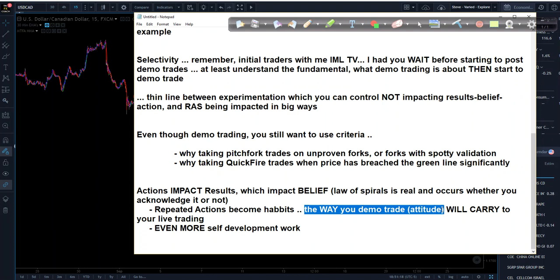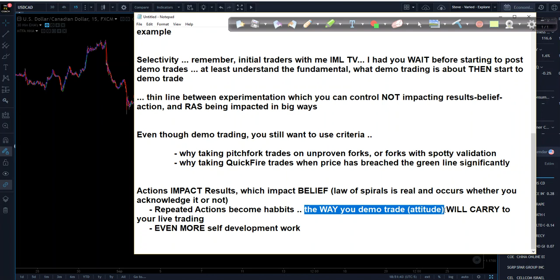It doesn't matter when I win or lose. Steve said, "I'm not here to win, I just want to learn." So you try to turn the objective to meet what you're doing, because what you're doing isn't really what you should be doing. So the attitude you take into your demo trading about selectivity, about multiple confirmations, is very important, because it's going to carry over to your live trading.